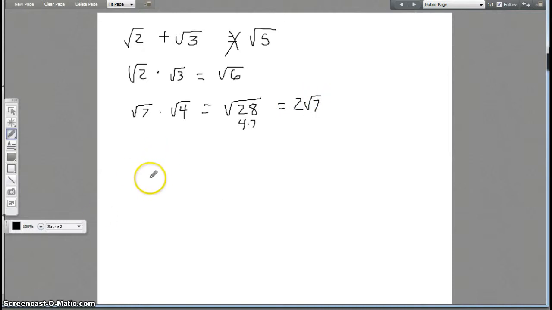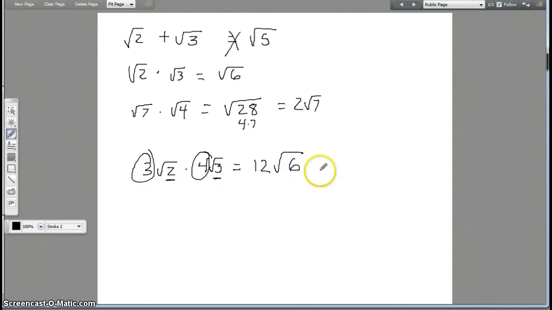Now, anytime that you're multiplying numbers with square roots, like say 3 square root 2 times 4 square root 3, what you're going to do is multiply the numbers outside the square root together and then multiply the numbers inside the square root together. So outside of the square roots, we have a 3 and we have a 4. 3 times 4 is 12. Inside the square root, we have a 2 and we have a 3. 2 times 3 is 6. So this would be 12 root 6.